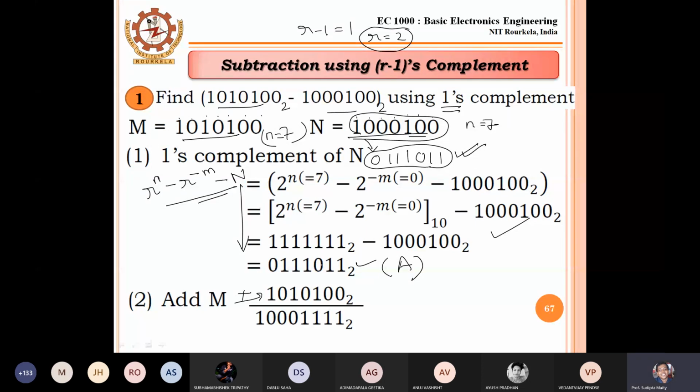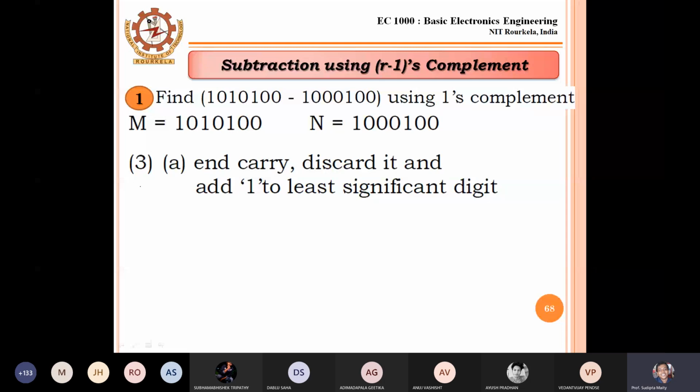So you add. After performing addition, one carry bit has occurred, because here the total number of bits is 1, 2, 3, 4, 5, 6, 7, 8. N equal to 8, and here N equal to 7. So one carry bit has occurred. Correct? Yes, sir. So as per the rule, an end carry occurs. So discard the carry and add 1 to the least significant digit.